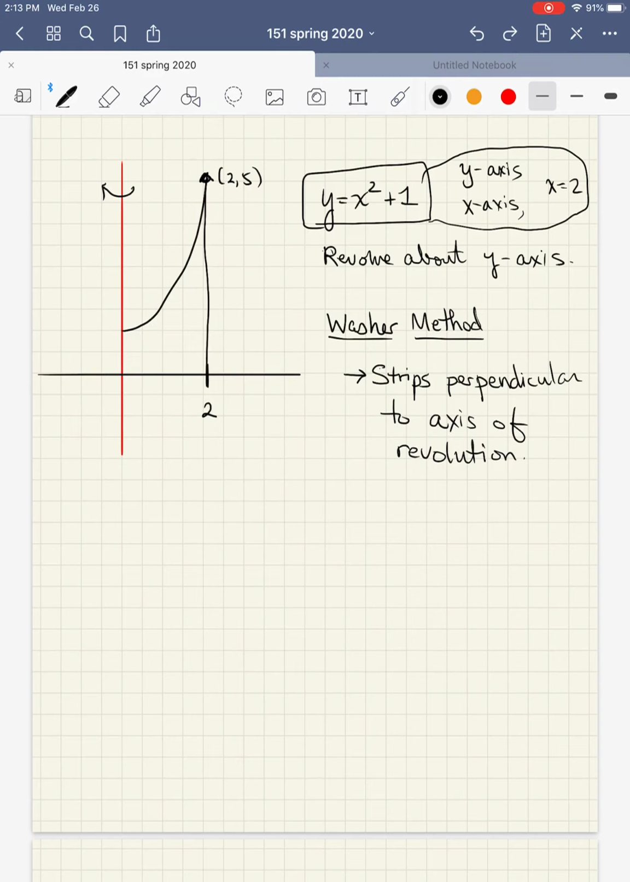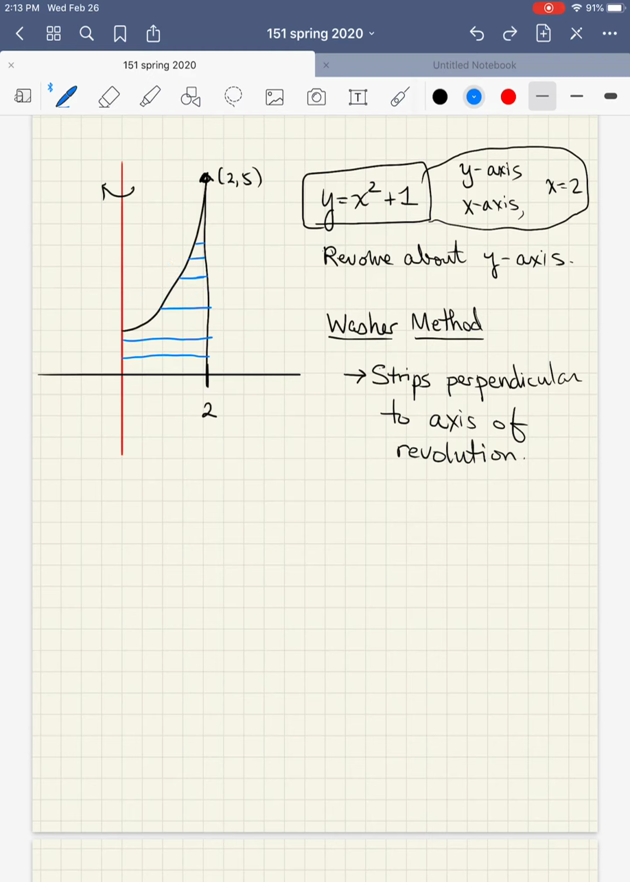First I'm going to use the washer method. As a reminder, the washer method uses strips that are perpendicular to the axis. I'm going to draw in some of those strips here. When I revolve these strips around the y-axis, it's going to give me a shape that looks something like this. It's going to be a washer, and this washer is going to have an inner and an outer radius, which we're going to have to figure out.